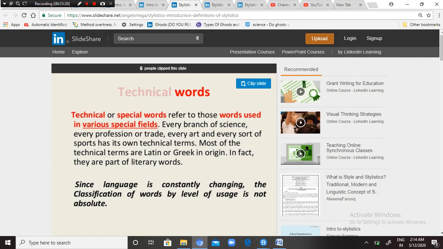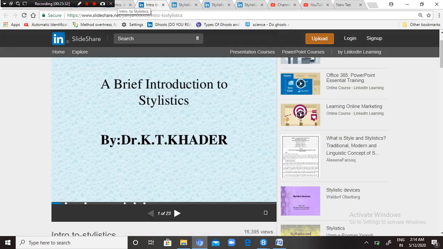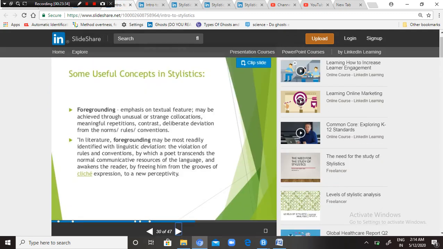Since the language is constantly changing, the classification of words by level of use is not absolute. Okay, here we go. We watch the slide which we are discussing in short videos. Some useful concepts in stylistics. Foregrounding. Emphasis is not a textual feature but may be achieved through unusual or strange collocations, meaningful repetition, contrasts, deliberate deviation from norms, rules, conventions.